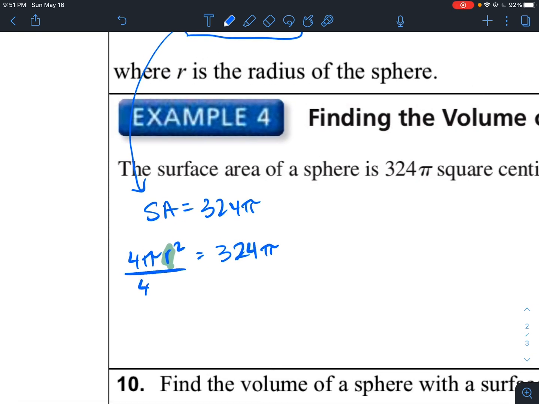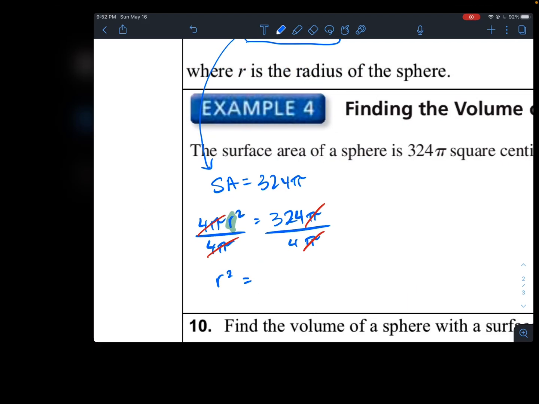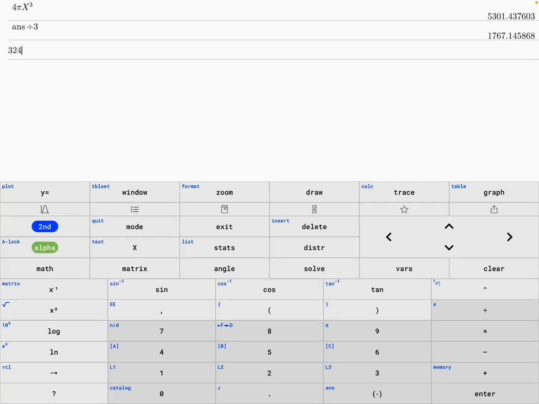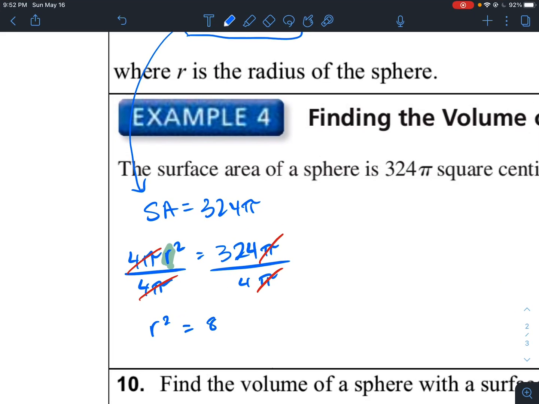So I'll just divide by 4 pi, divide by 4 pi. Now, because there's a pi on the top and the bottom, they will cancel. And that goes for over here as well. There's 4 pi on top and the bottom here, so they will cancel. And then I have r squared by itself on the left side, so let's do 324 divided by 4. So 324 divided by 4, and I get 81. And then I can take the square root of both sides, and I get that r is equal to 9.